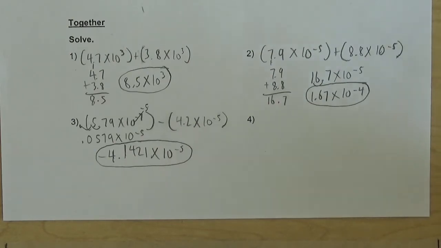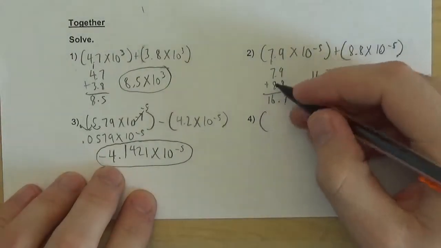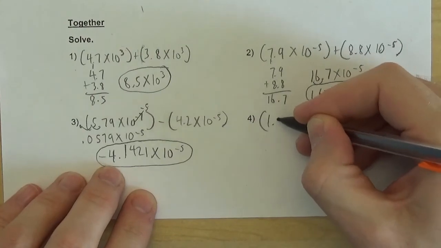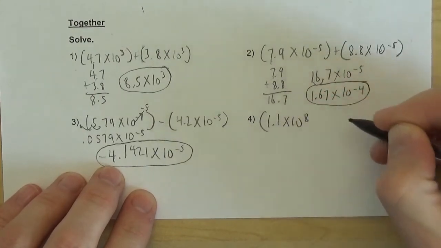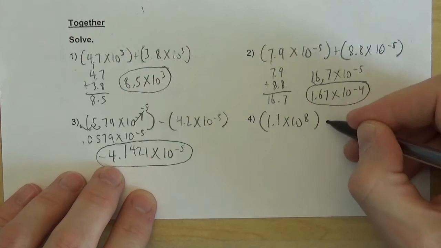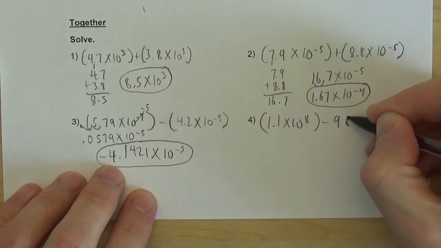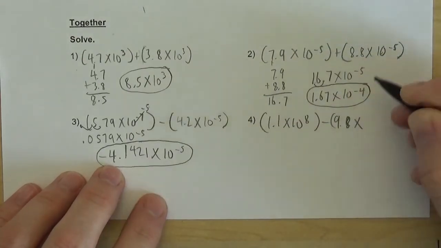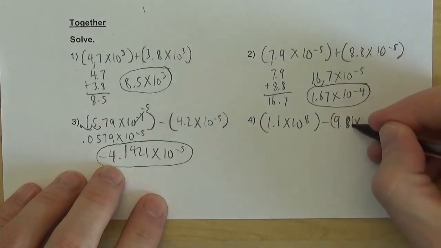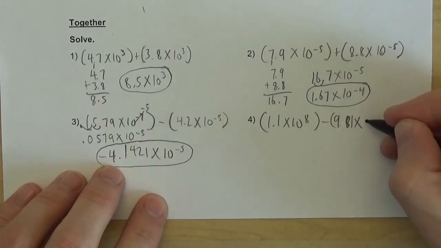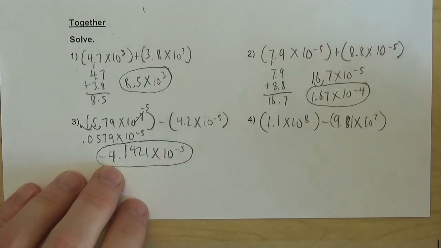All right, let's do one more subtraction problem here, and then we'll be done with this. We'll do some more practice in class. 1.1 times 10 to the 8th, and we're going to be subtracting 9.81 times 10 to the 7th power.